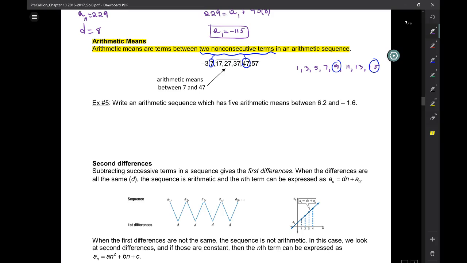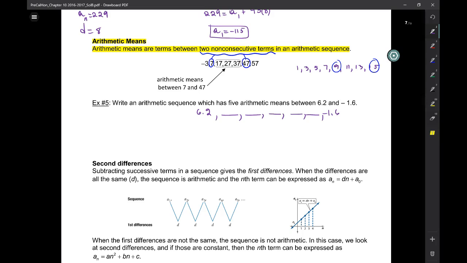So now it says, write an arithmetic sequence which has 5 arithmetic means between 6.2 and negative 1.6. Okay, what does that mean? That means between 6.2 and negative 1.6, there have to be 5 numbers. Ooh, I made that fit just perfectly. Okay?